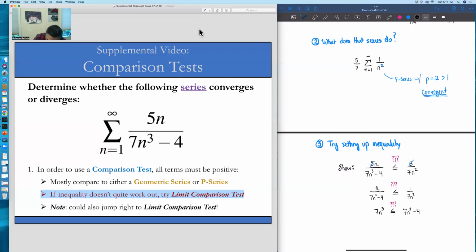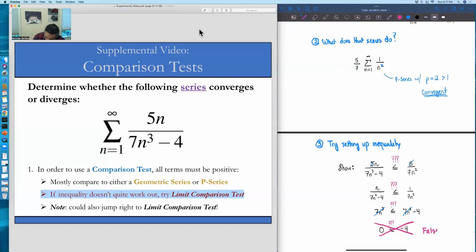Well, those 7n cubes we can cancel out. So what we have left is 0 less than or equal to minus 4. And well, we know that this is certainly not a true inequality, that this is indeed false.